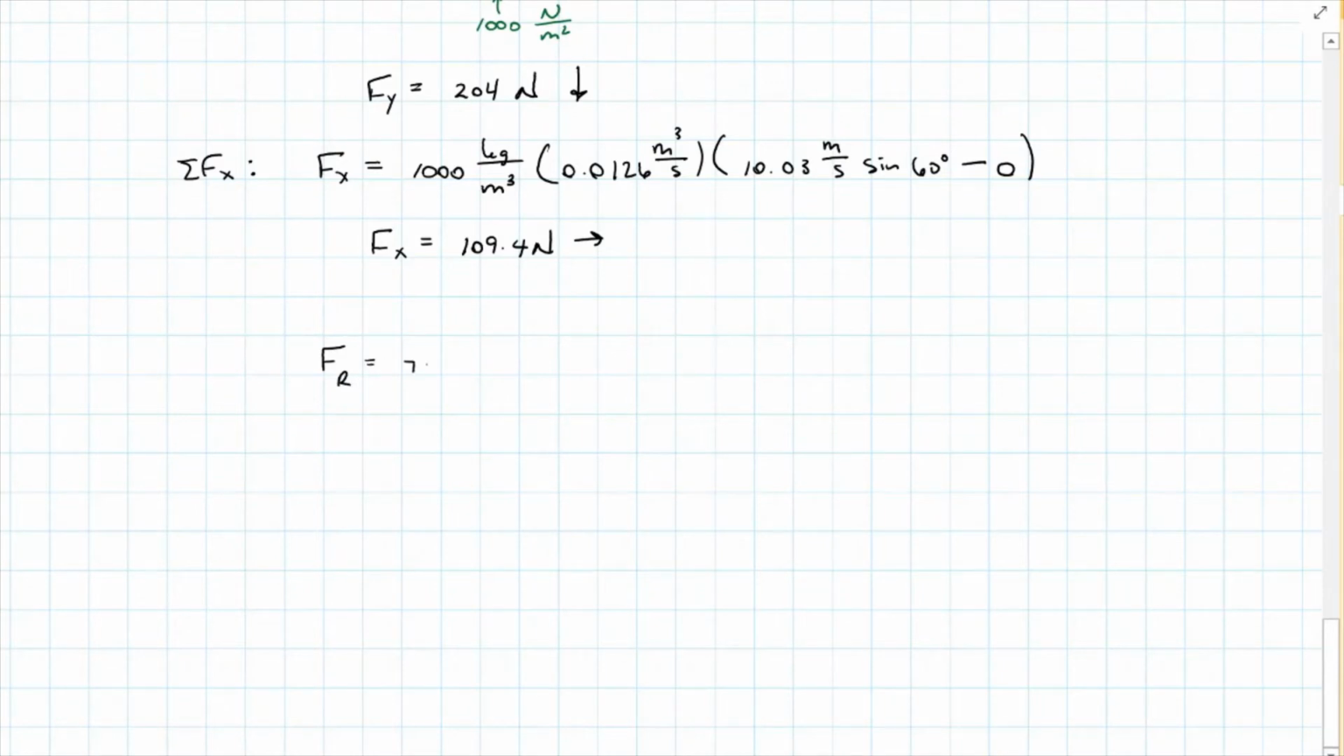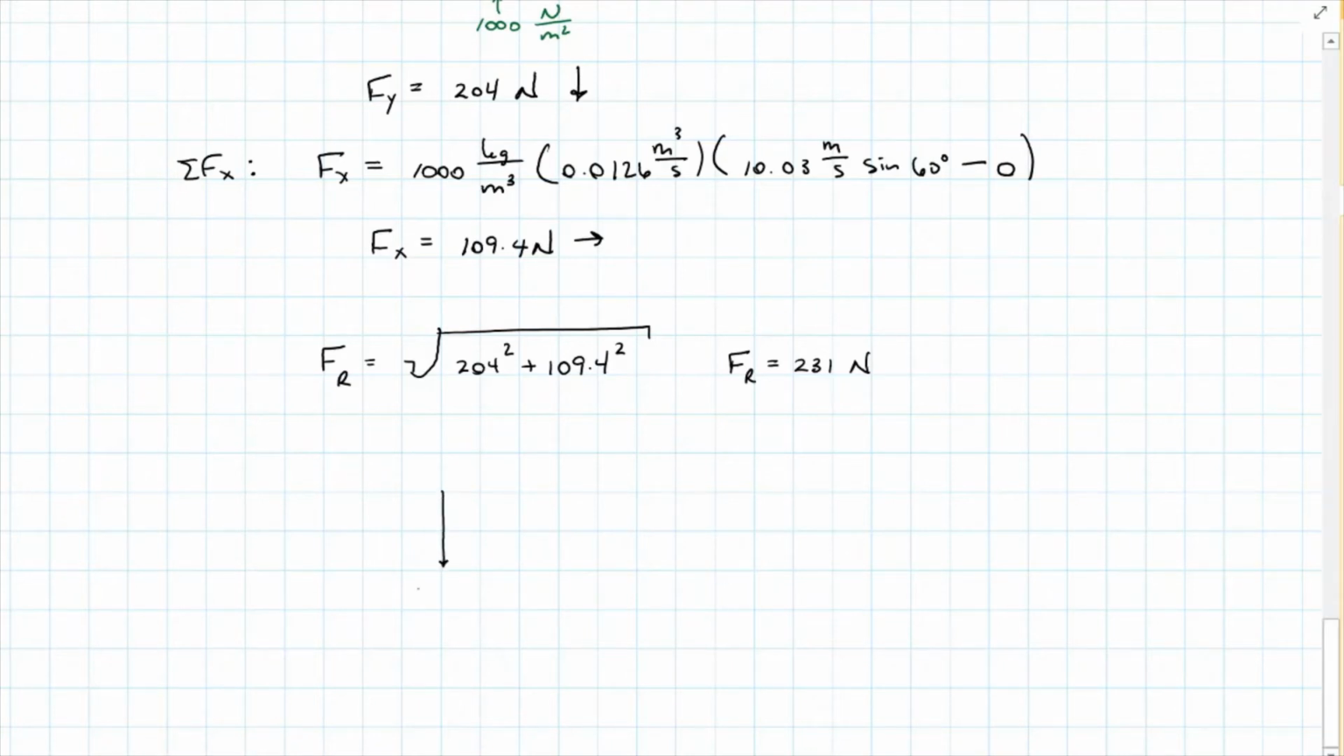It's going to be the square root of the sum of the squares, 204 squared plus 109.4 squared. And we have a required resultant force of 231 newtons in 3 significant digits. So the next question is, in which direction is it acting?